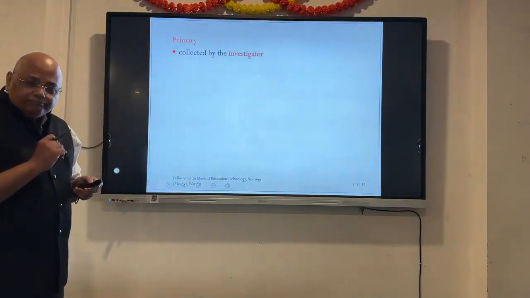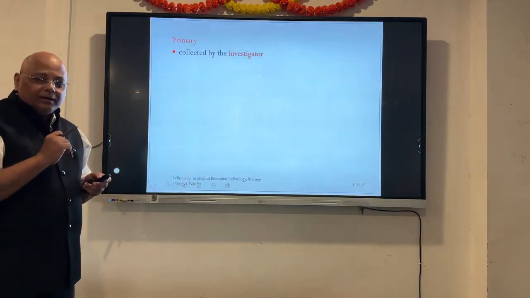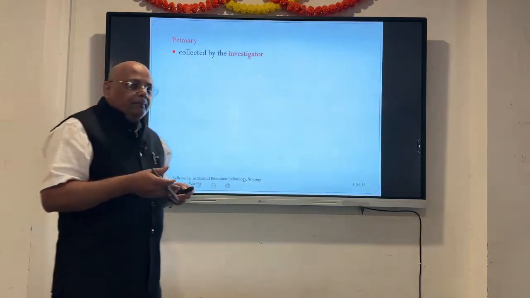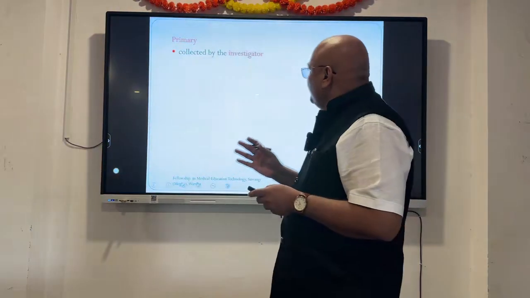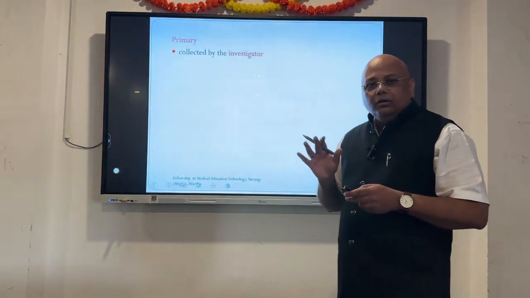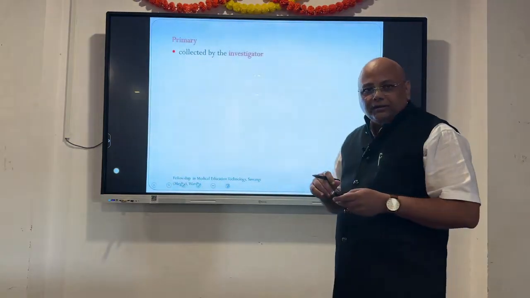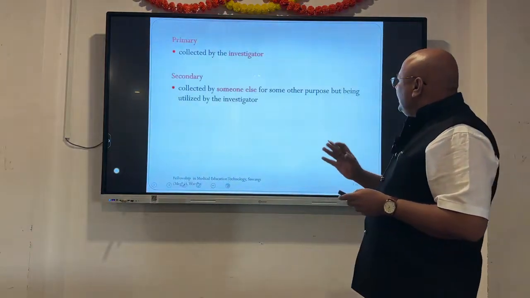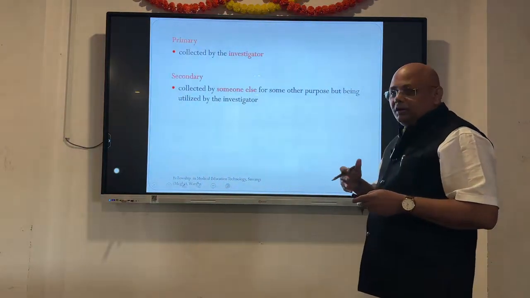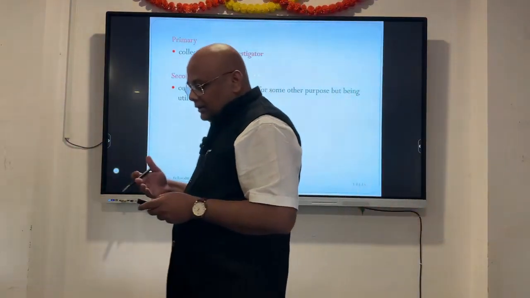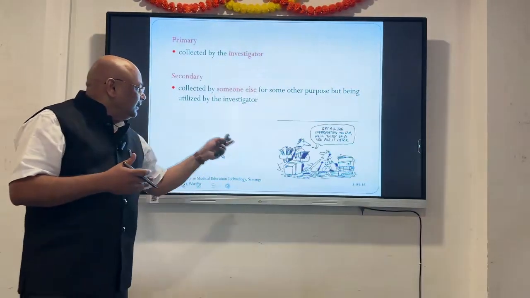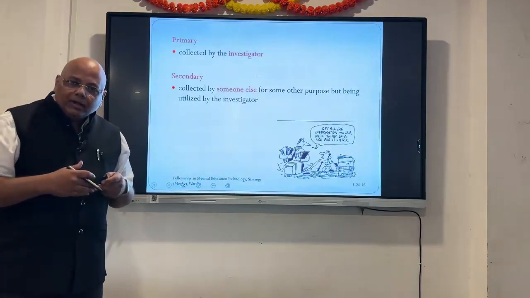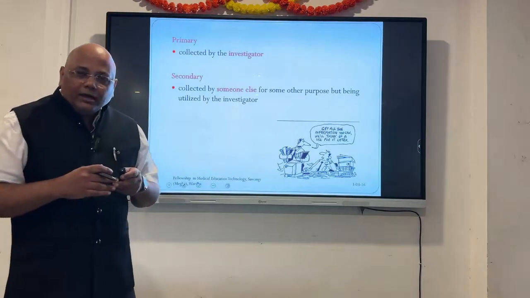And there are various ways in which we will analyze this qualitative data. Data can also be primary or secondary. What do you mean by primary data? Primary data is something which is collected by the investigator. The secondary data is collected by someone else for some other purpose, but utilized by the investigator. There is one cartoon in which a person says to another, get all the information you can to me, I will think how to use it later. So that is what is secondary data.